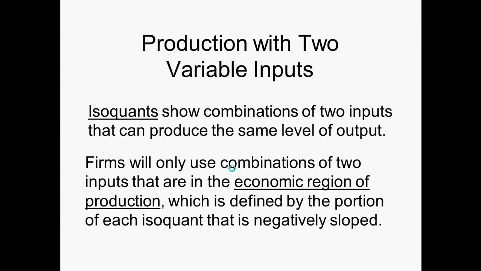So far we've been looking at just one variable input because we're assuming that the capital is fixed. You can think of it as the short run. Now maybe we're thinking about the long run, or at any rate there are two variable inputs, and we need to use a little bit different methods for that. In particular, we develop something called isoquants. They're combinations of two inputs, probably labor and capital, for example, that can produce the same level of output.